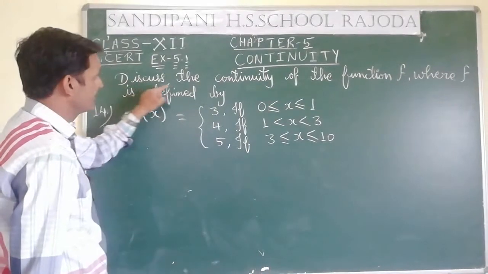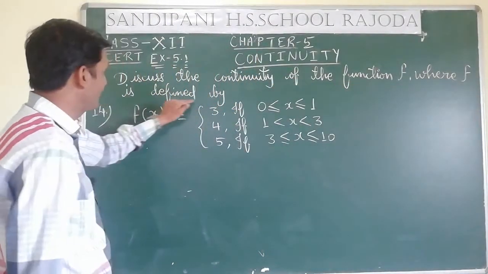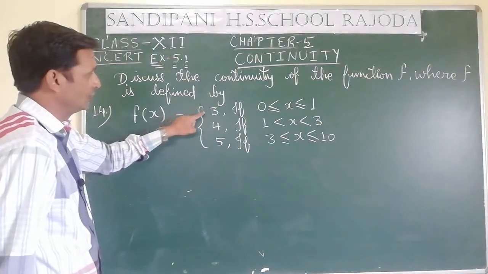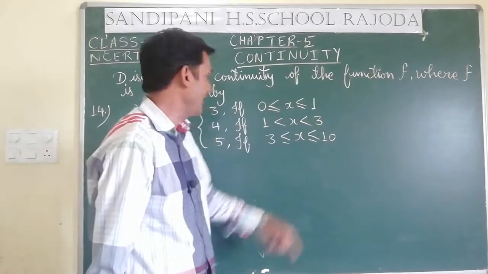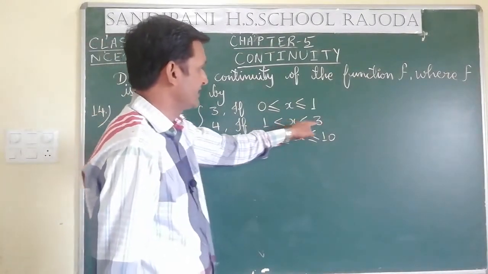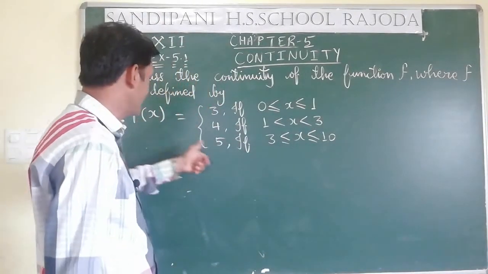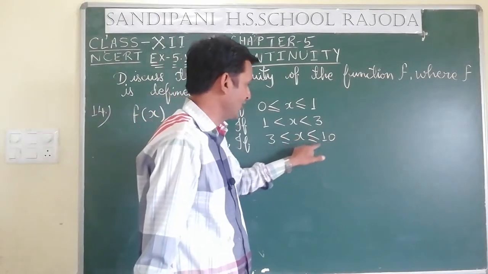See, here the question is: discuss the continuity of the function f, where f is defined by f of x is equal to 3 if 0 is less than or equal to x is less than or equal to 1, and it is equal to 4 if 1 is less than x is less than 3, and f of x is equal to 5 if 3 is less than or equal to x is less than or equal to 10.